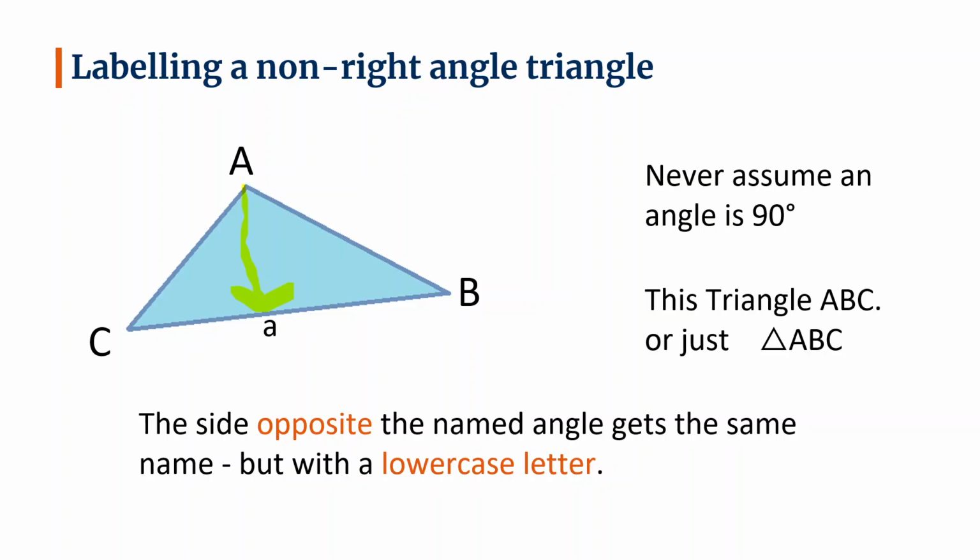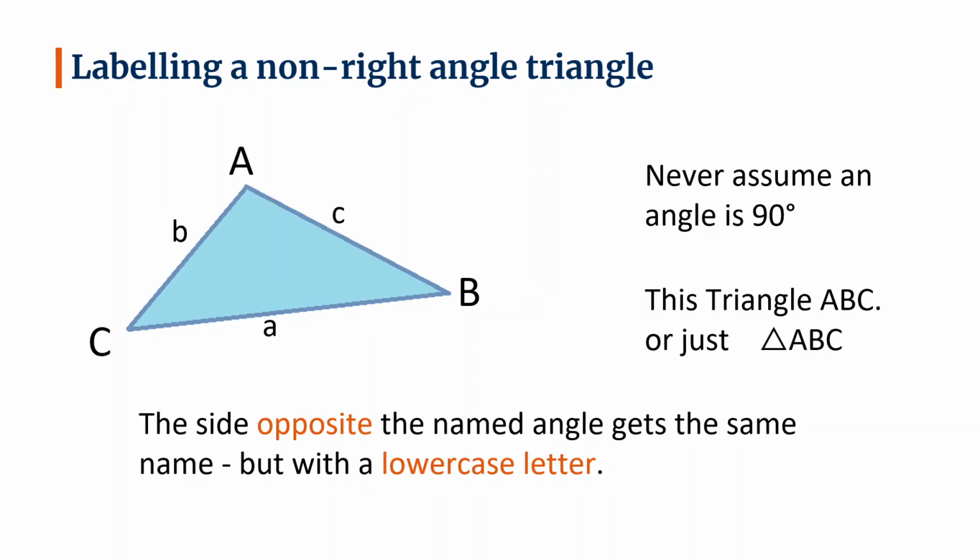So there's angle A, and opposite it is side A. And again, we're using the lowercase letter. So here's side B. Nope. Here's angle B. So if I go opposite it, I can find side B. And here's angle C. If I go opposite that, I can find side C. So this is how you label a non-right angled triangle.